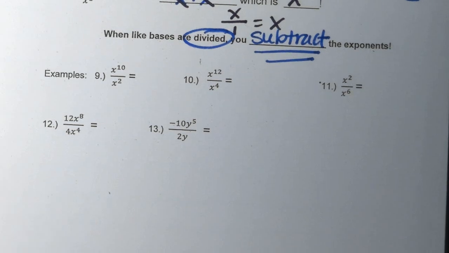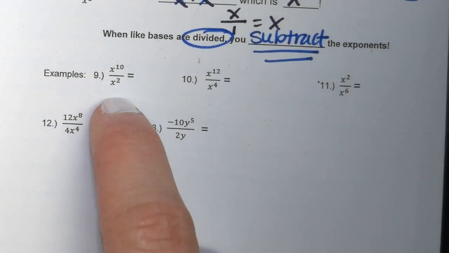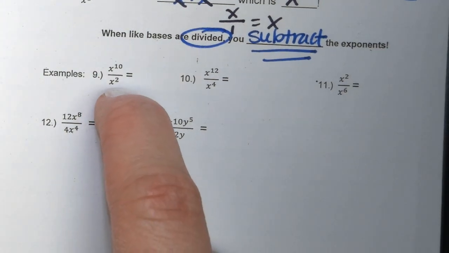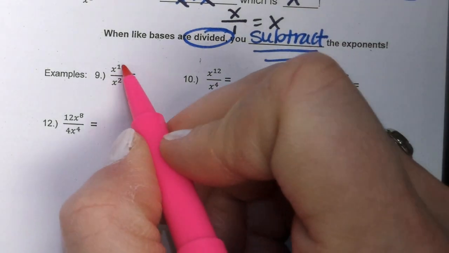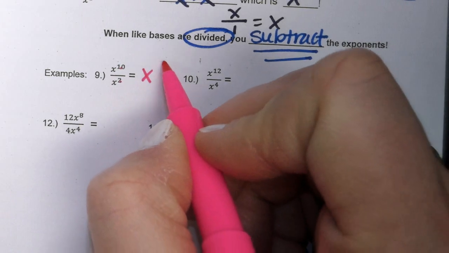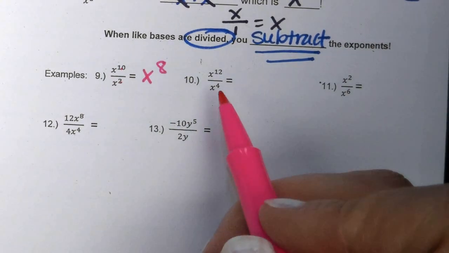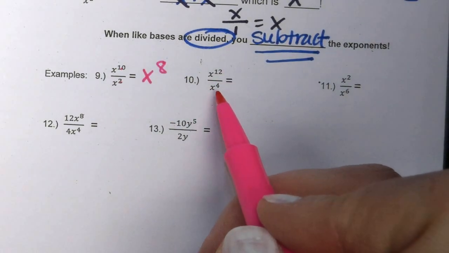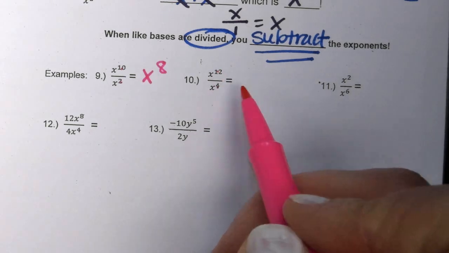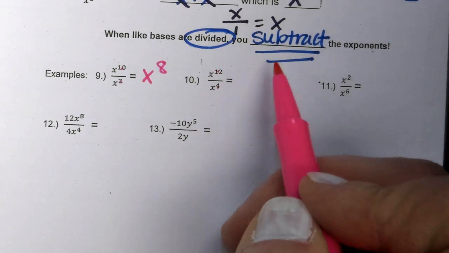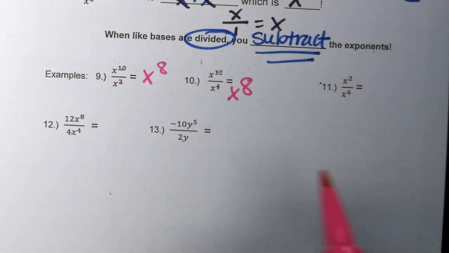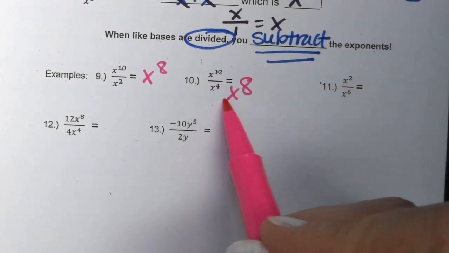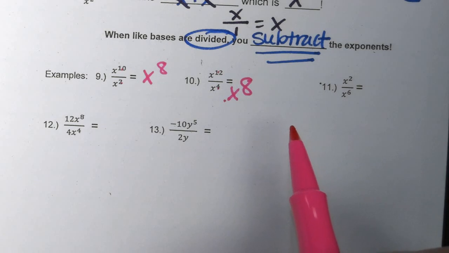So let's look at some examples here. X to the 10th divided by x to the second. Well, we both have x's there, and that's going to be 10 minus 2, x to the 8th. X to the 12th divided by x to the 4th. 12 minus 4. We subtract those exponents. We get x to the 8th. Okay?